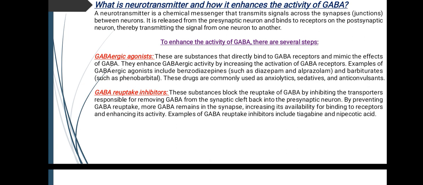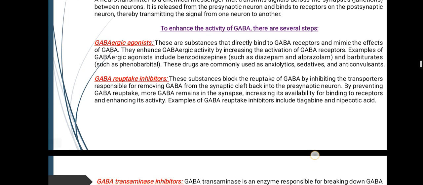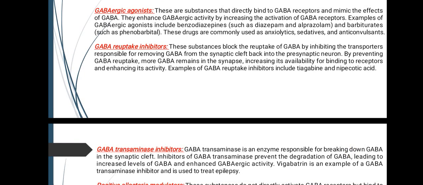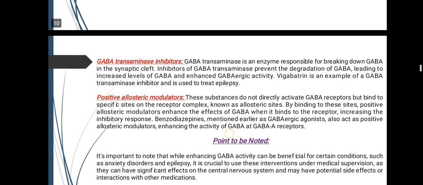GABA reuptake inhibitors. These substances block the reuptake of GABA by inhibiting the transporters responsible for removing GABA from the synaptic cleft back into the presynaptic neuron. By preventing GABA reuptake, more GABA remains in the synapse, increasing its availability for binding to receptors and enhancing its activity. Examples of GABA reuptake inhibitors include tiagabine and nipecotic acid.